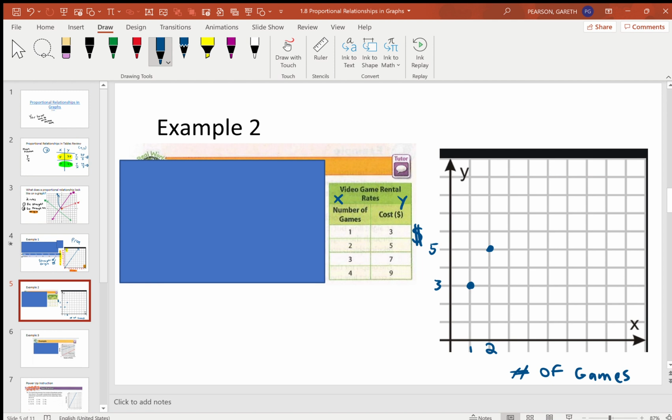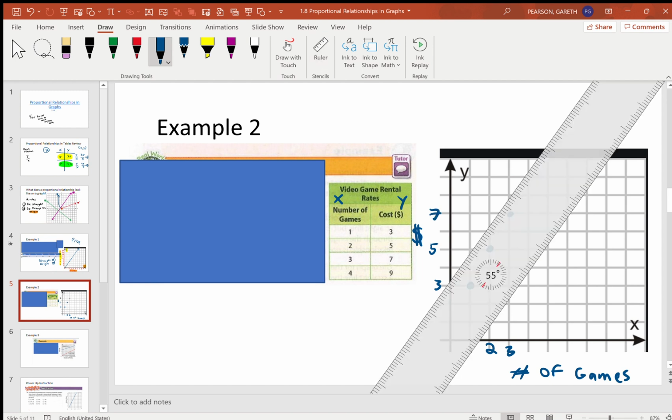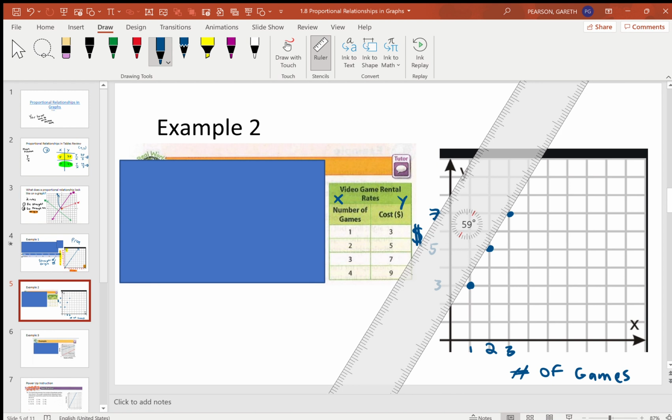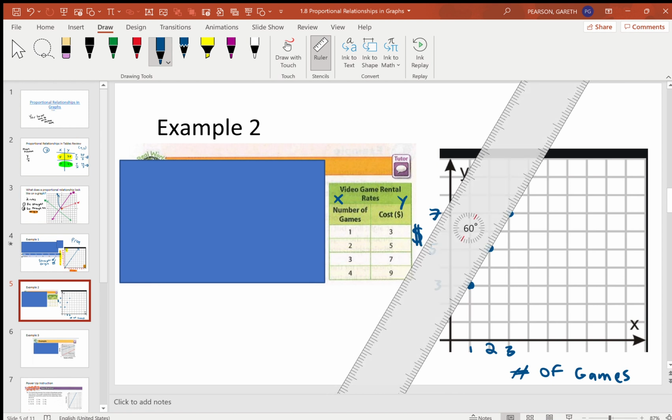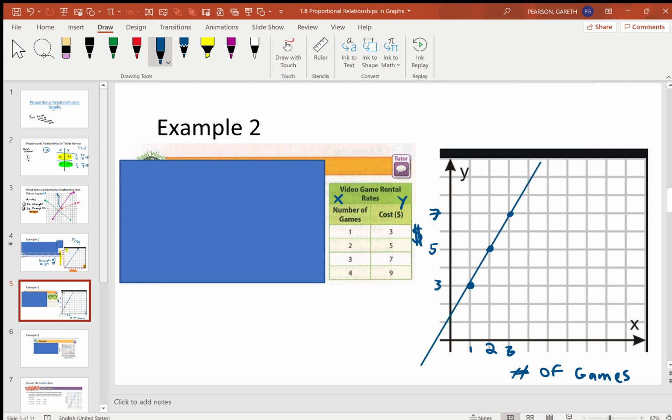So I can draw that right here. Then let me draw just one more point. My number of games is 3, and then my cost is 7, so that's going to intersect right here. I think I have enough. I don't have to draw out every single point, but I think I have enough to draw. And when I draw it out, that's my line right here.